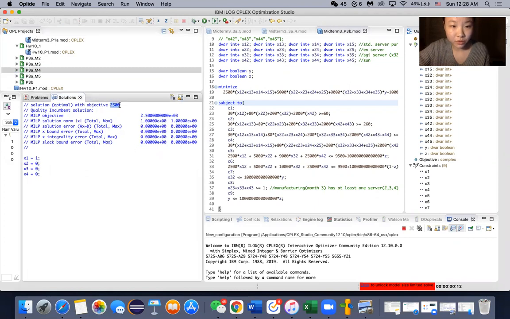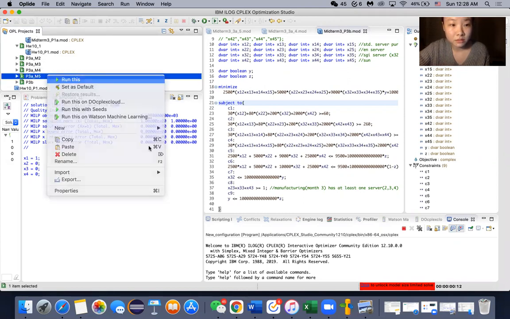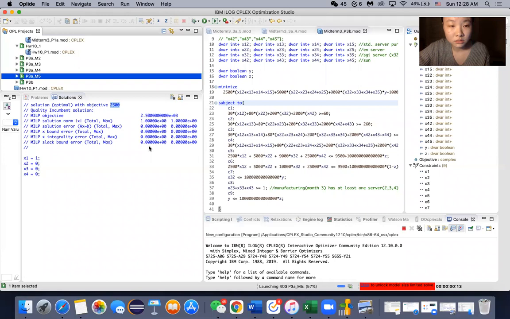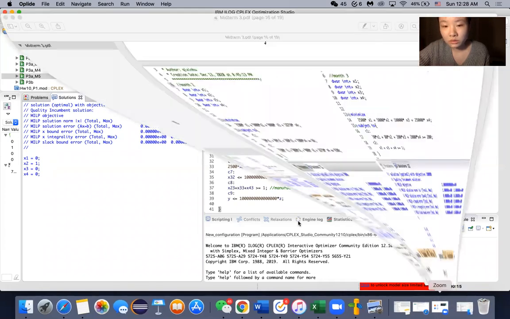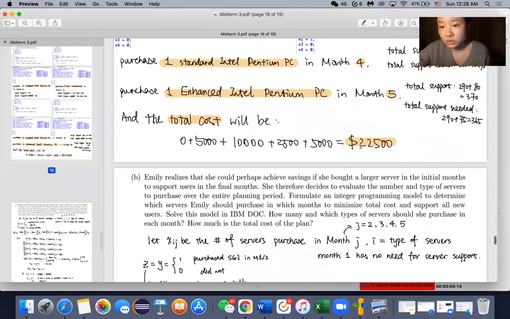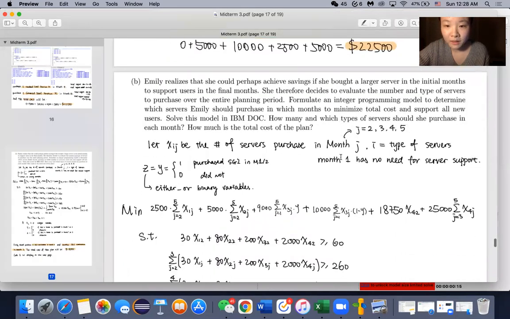And for month 4, buy the standard Intel server, and the cost is 2,500. And this is to purchase the second server, and this is the cost for month 5. And the total cost will be 22,500.